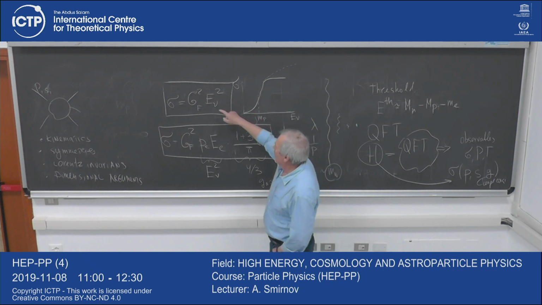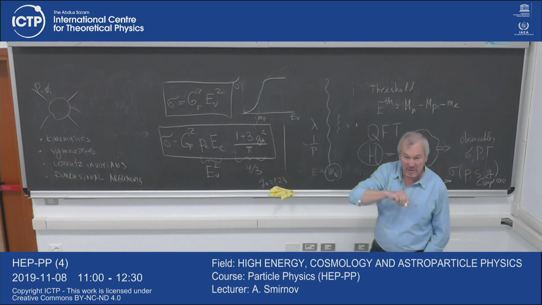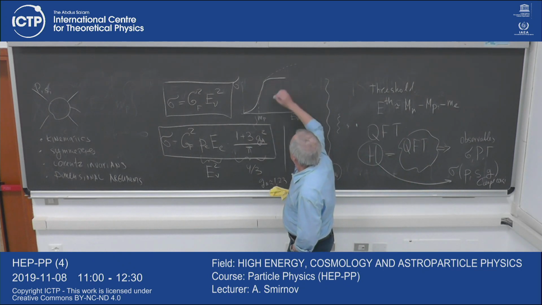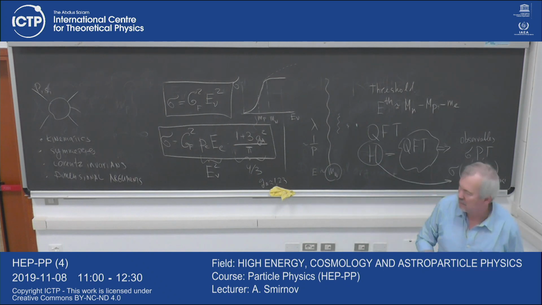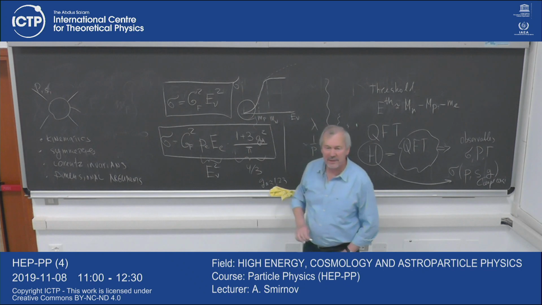Quadratic, when the energy of the neutrino is much smaller than the mass of the proton, of the target. Then it becomes linear. And this is when it is comparable with the mass of the W boson. Behavior changes again. But we are here, in this consideration, in this range.